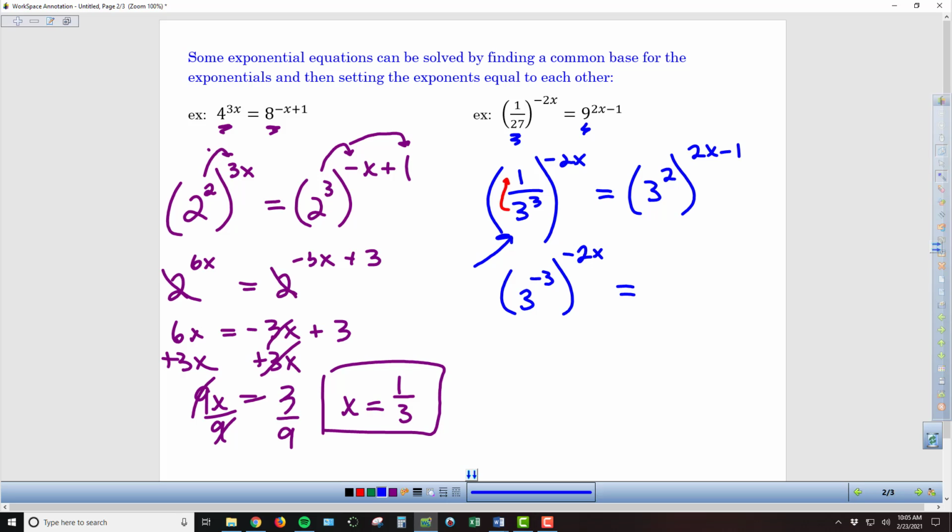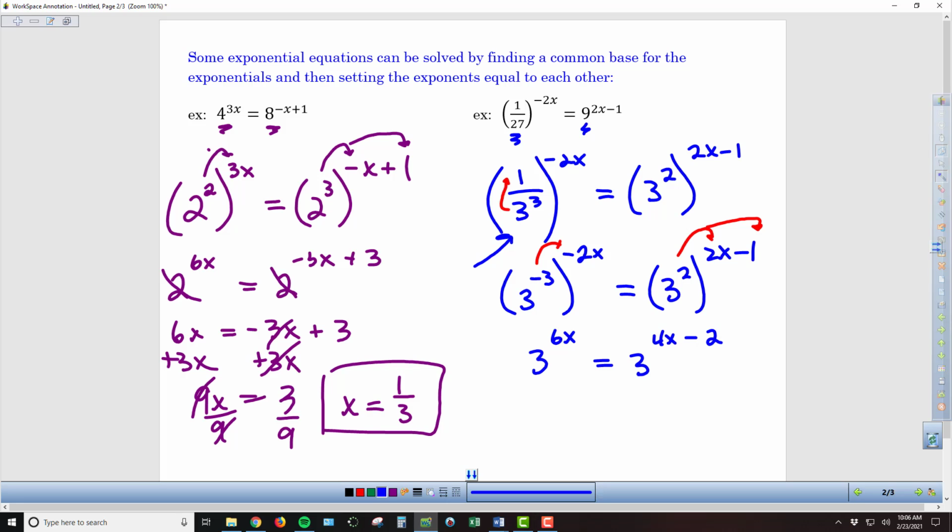Then on the other side, we can go ahead and leave it for now, this 3 squared to the 2x minus 1. So now we're ready to use our rule of raising an exponent to an exponent, meaning that we're going to have to multiply. So I'm going to multiply here, so I end up with 3 to the negative 3 times negative 2x is positive 6x. And then on the other side, I have a little distributive property that I have to do in my multiplication. So we're going to end up with 3 to the 2 times 2x is 4x, and then 2 times negative 1 is negative 2.